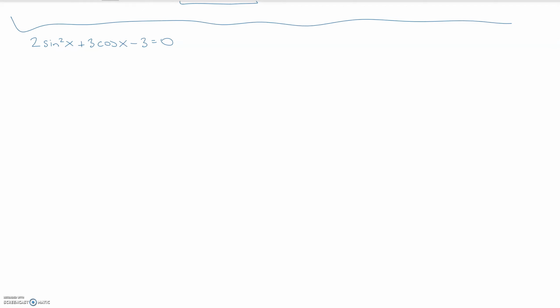All right, guys, so now let's take a look at a problem like this. We've got 2 sine squared x plus 3 cosine x minus 3 equals 0. We're finding ourselves in a bit of an interesting position because our normal tactics up to this point aren't going to work on this. We can't isolate the trig functions as they stand.